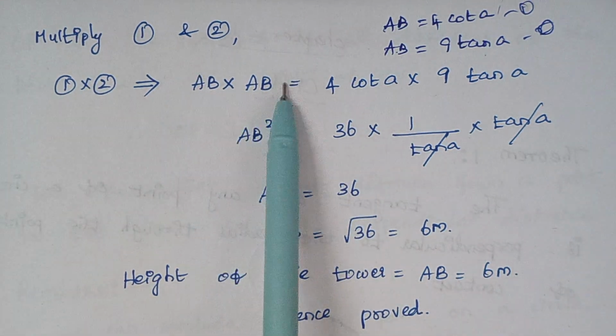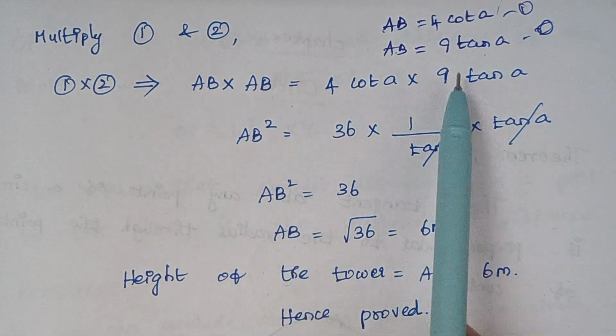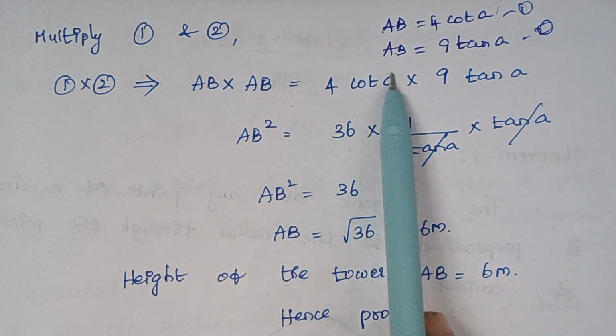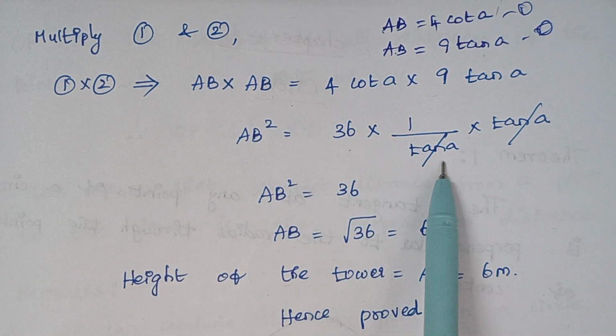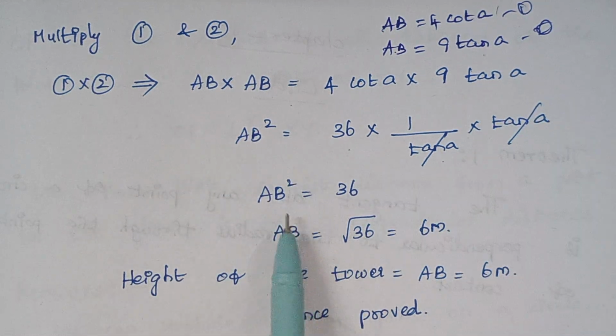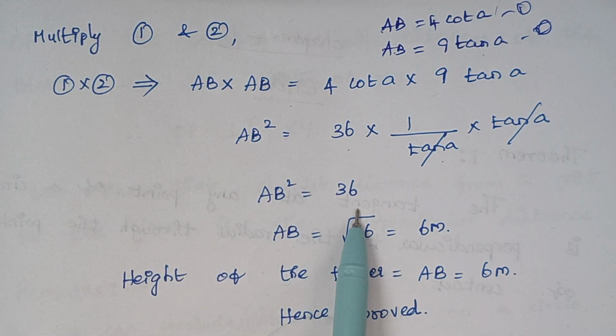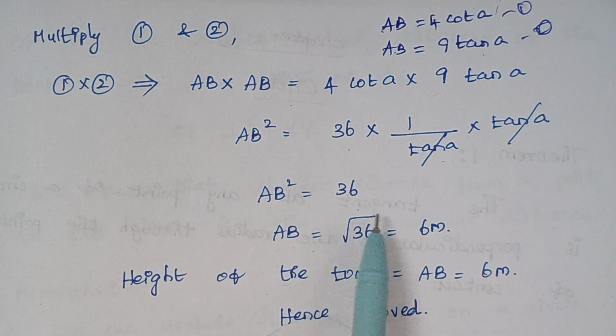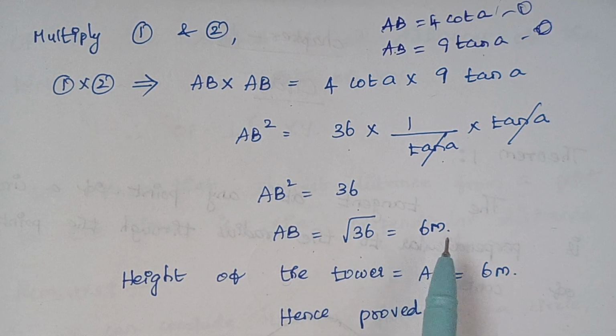Right. So AB into AB is AB square, and 9 4s are 36. Cot A can be written as 1 by tan A, that is the reciprocal of tan A. So these two terms cancel. And finally AB square is equal to 36. Therefore AB is equal to square root of 36, which is 6 meter.